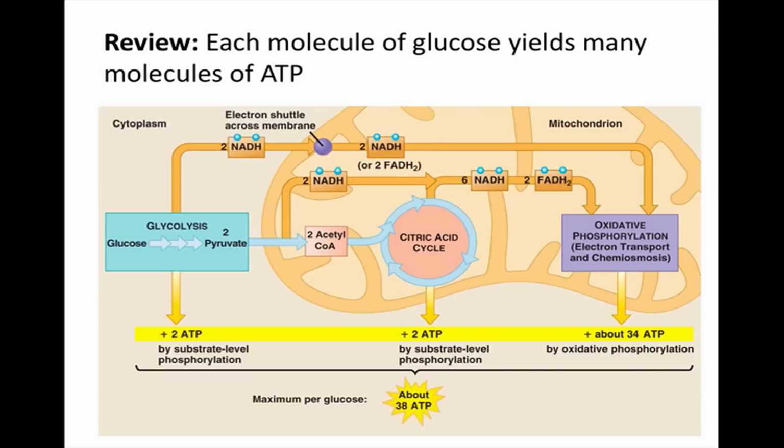Now, let us review cellular respiration. Glycolysis, occurring in the cytoplasmic fluid, and the citric acid cycle, occurring in the mitochondrial matrix, contribute a net total of 4 ATP per glucose molecule by substrate level phosphorylation. The cell harvests much more energy through oxidative phosphorylation, which yields an estimated 34 molecules of ATP. Therefore, the net yield of ATP molecules per glucose molecule has a theoretical maximum of about 38.